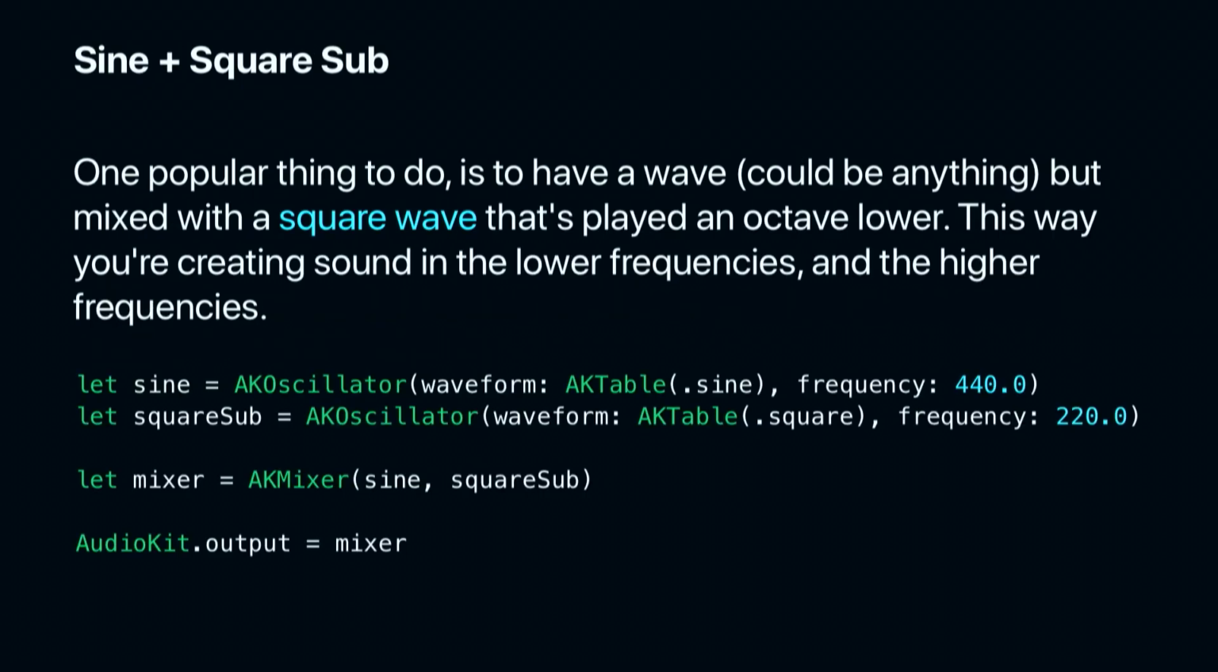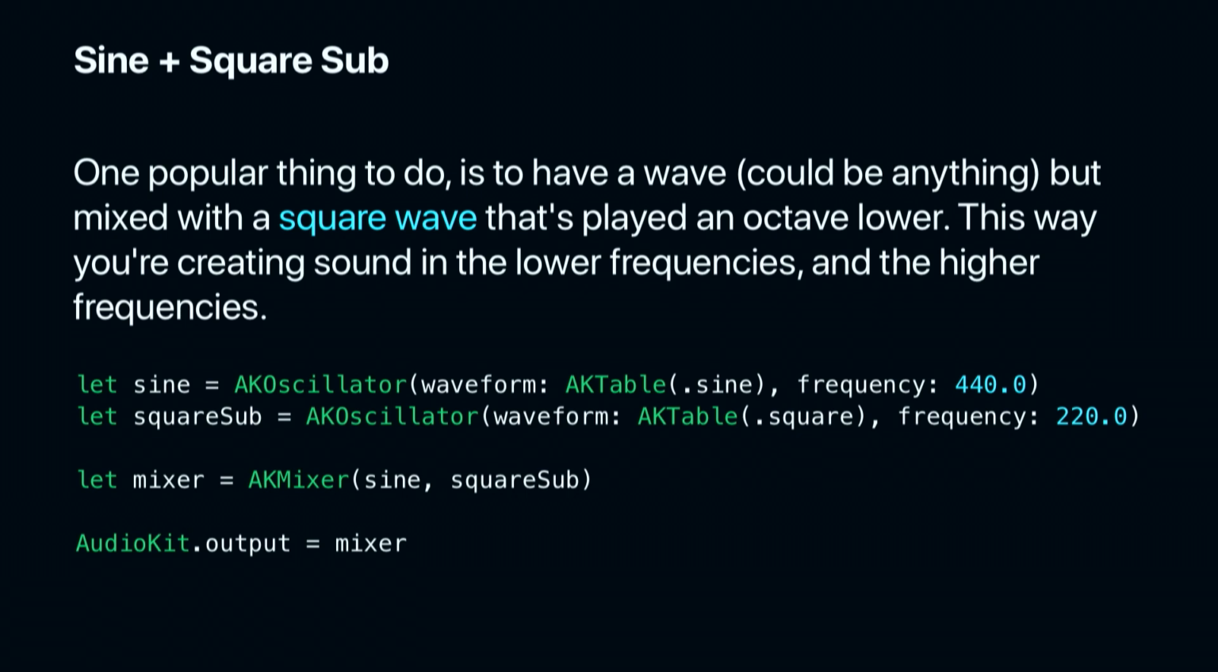A very common one is mixing a sine wave with a square sub wave. And by that sub wave, what I mean is it's played an octave lower. So anytime you play something high, you'll have something echoing it that's lower that adds to the depth of the sound. So here, like I said, you just create two different oscillators, you put them in a mixer, and you assign them to the output.